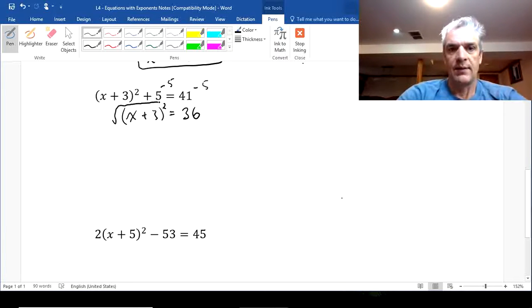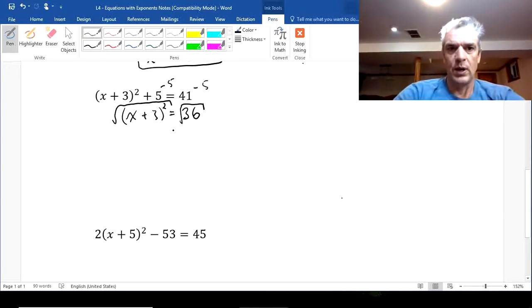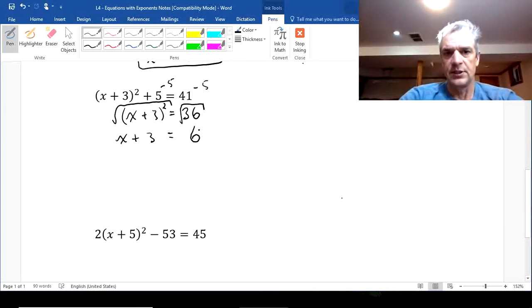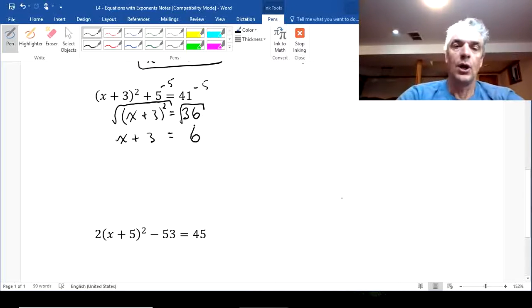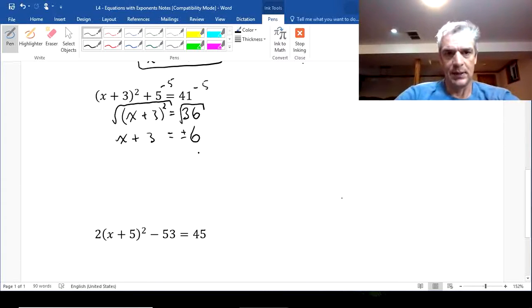The way I've designed most of these questions is that whenever you're going to square root both sides, both sides will result in a perfect square. So this ends up with x plus 3 equals the square root of 36. If you use your calculator, if you don't know, the answer is 6. But because minus 6 would also square to give me 36, I write it as plus or minus. I add that little plus or minus.